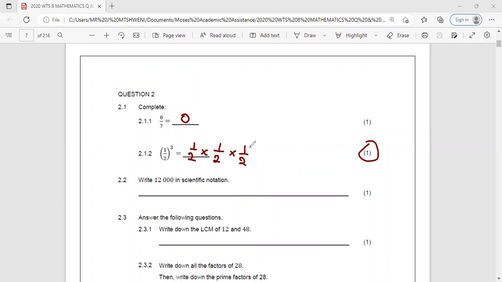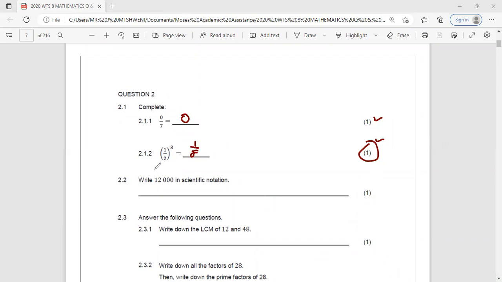It's 1 times 1 times 1. 1 times 1 is 1, and 1 times 1 again is 1. Over, 2 times 2 is 4, and 4 times 2 is 8. But if you punch this in your calculator, you will simply get 1 over 8 directly. That's why it is 1 mark. Here I'm teaching how to answer the question paper, and also to check the marks. Simple. It's 1 over 8.